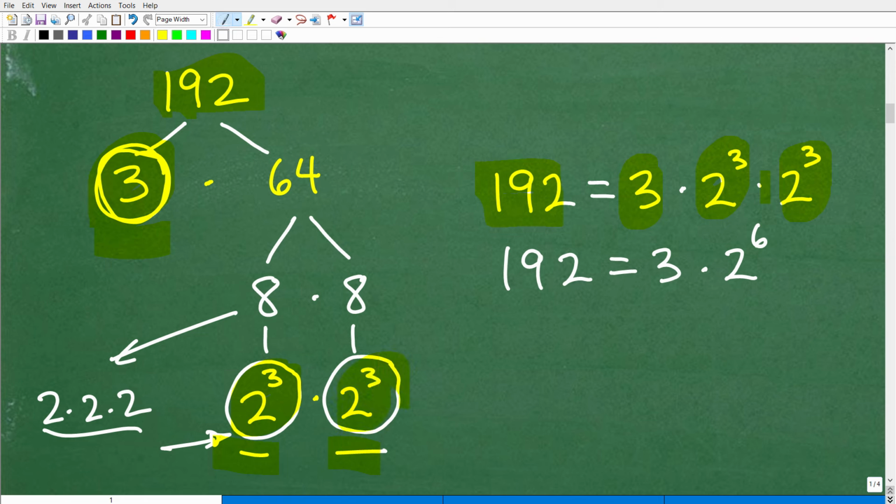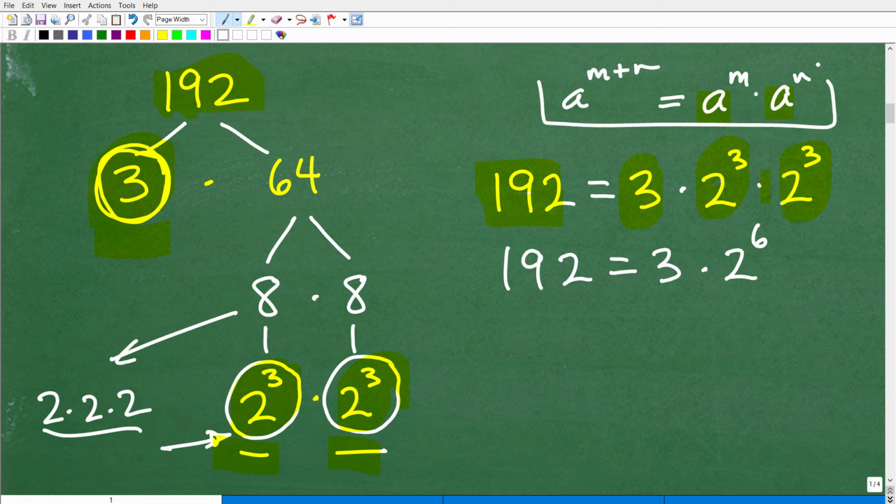Now we need to know this property of exponents: a to the m times a to the n. Anytime you are multiplying powers that have the same base, the big number down here, or variable, we simply add the exponents. So this is equal to a to the m plus n. Hopefully you knew that. If you didn't, here it is right there. So this final factoring of 192 is equal to 3, this prime factor, times 2 to the 6th power.